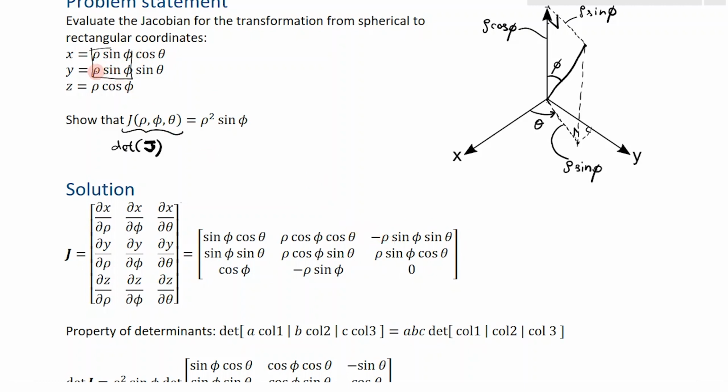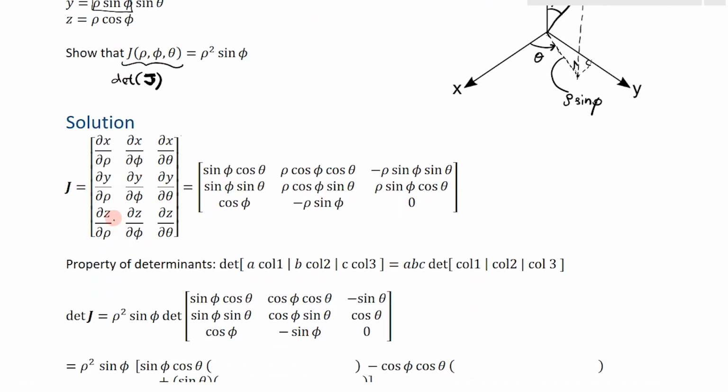For y, we'll have rho sine phi cosine theta, and then here, with respect to phi, this derivative is 0. Now, I should have emphasized this Jacobian is a function of, well, x, y, z is a function of rho, phi, and theta. That's why I'm differentiating like this.